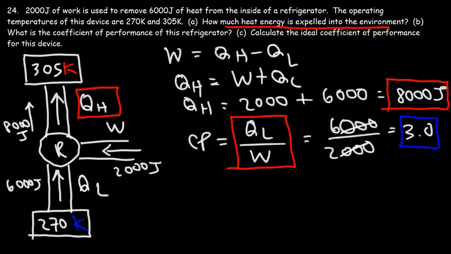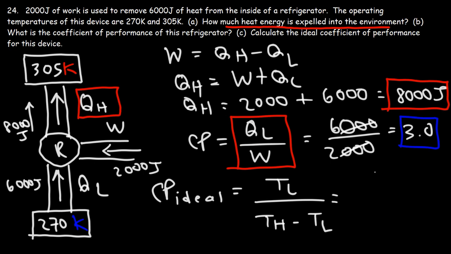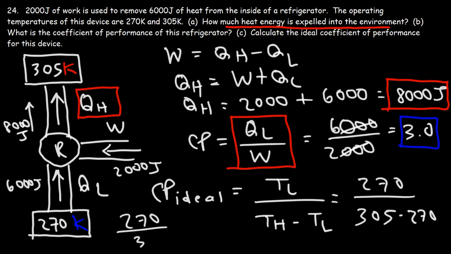Now let's move on to part C. Calculate the ideal coefficient of performance for this device. The ideal coefficient of performance is going to be TL divided by TH minus TL. So TL is 270, TH is 305. 305 minus 270 is 35. So 270 divided by 35, that's 7.7.